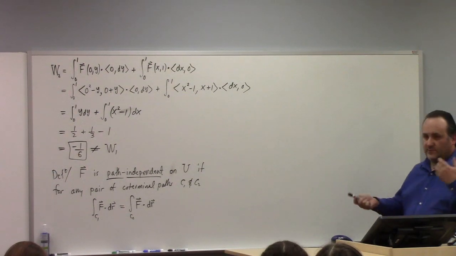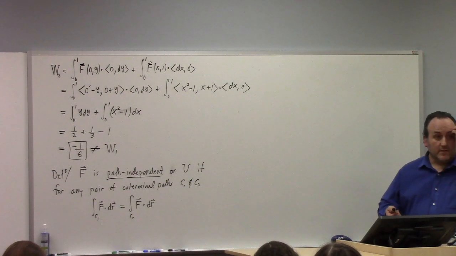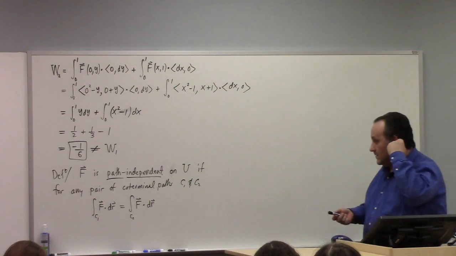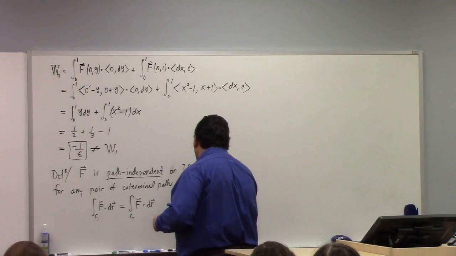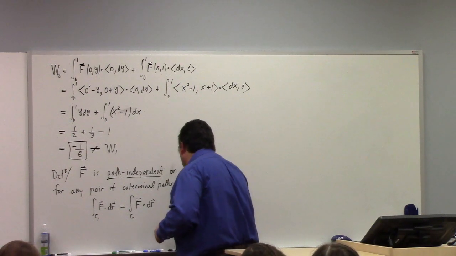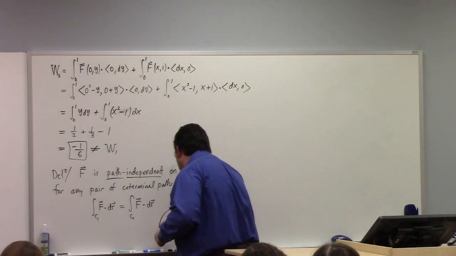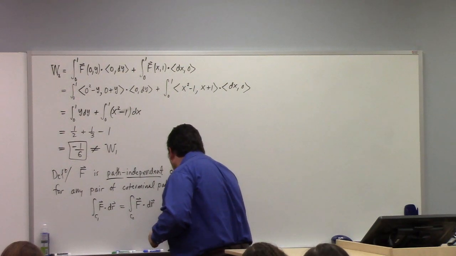So, any questions before I go on? Yes, sir. What does it say between C1 and C2? Coterminal. Oh, this is an "and." Sorry. Yeah. And by coterminal, I mean they start and end at the same point, you know?